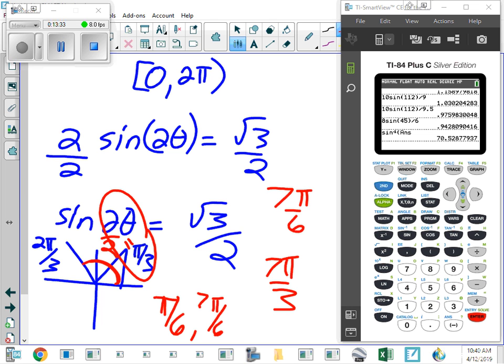This one is 2 pi over 3. Cut that in half. 2 pi over 6, which is pi over 3. Is that in the window? Yes. Now I do a full rotation. What is 2 pi over 3 plus a full rotation? 8 pi over 3, cut that in half. 8 pi over 6. Is that inside the window?